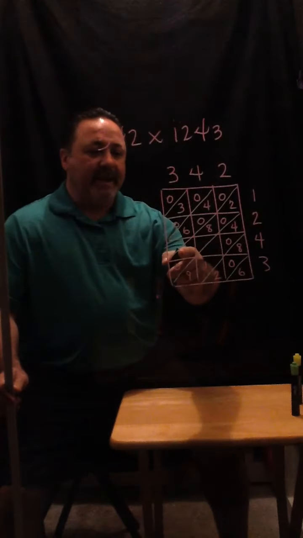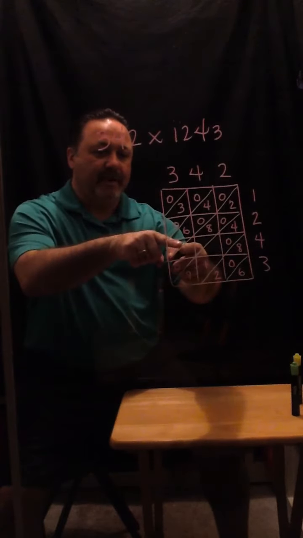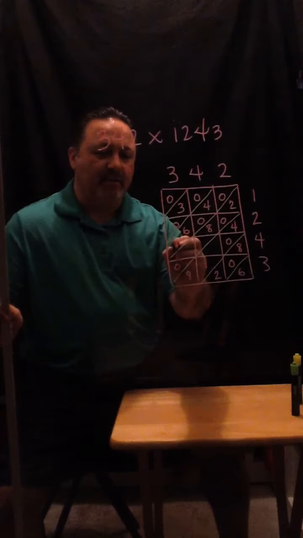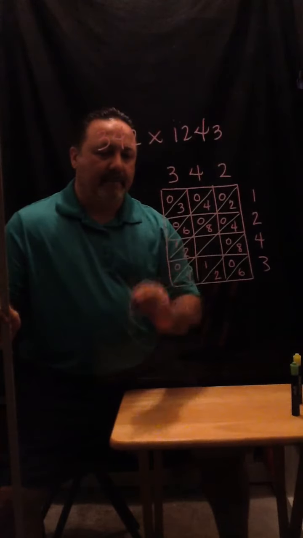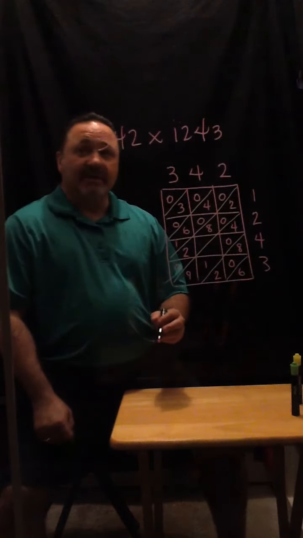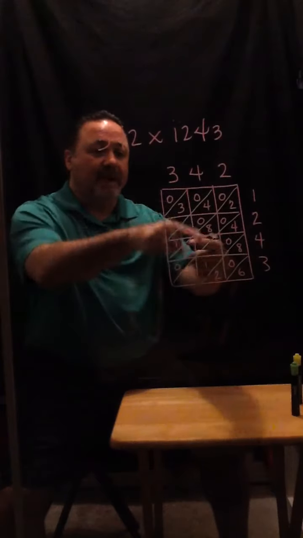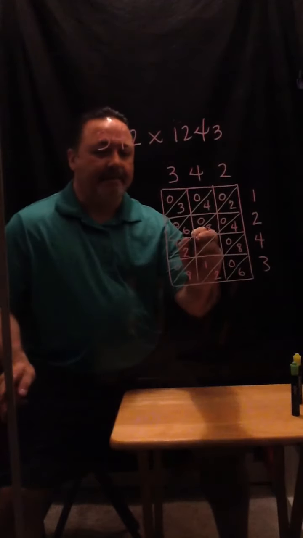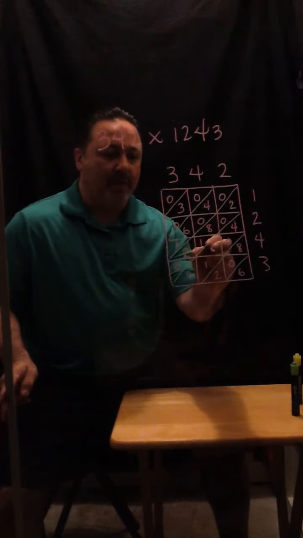4 times 3 again, 4 times 3 is 12. So I'm going to write a 12 here. And last but not least, the most difficult number up here, 4 times 4 is 16. So 4 times 4 is 16, a 1 and a 6.